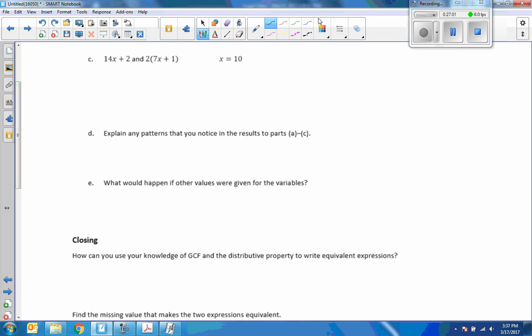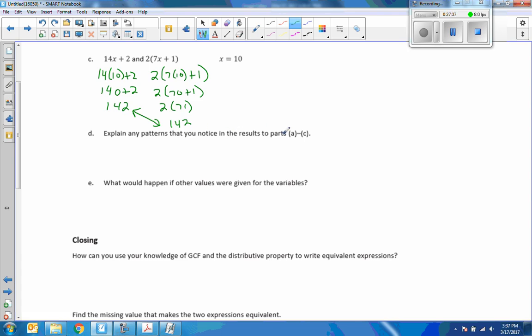Okay, moving along. C, let x equal 10. Pause the video, try this one, come back, see how you did. Okay, 14 times 10 plus 2. 140 plus 2, 142. 2 times 7 times 10 in place of x plus 1. 2 times 70 plus 1. 2 times 71. 2 times 1 is 2. 7 times 2 is 14. And they are equal.